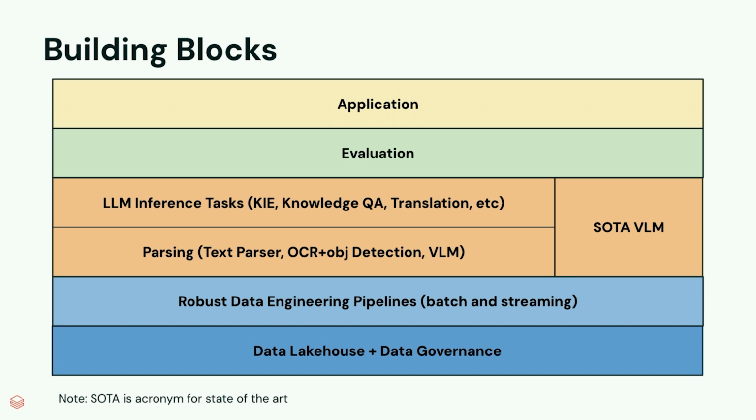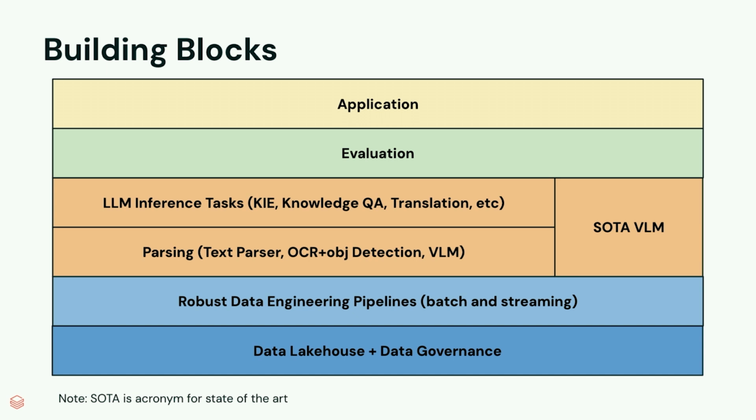So within this two-step process, first you're doing a parsing, depending on the complexity of your document. You can use a text parser, or it can be an OCR object detection parser, or it can be a VLM as well. Then on top, you perform an LLM inference task, such as key information extraction. That's what KIE stands for. You can do knowledge QA, translation, etc.